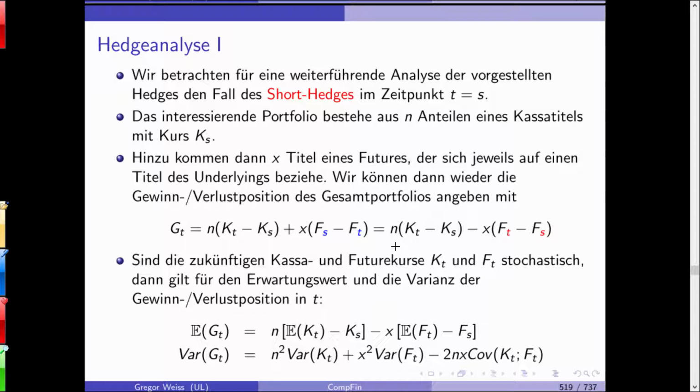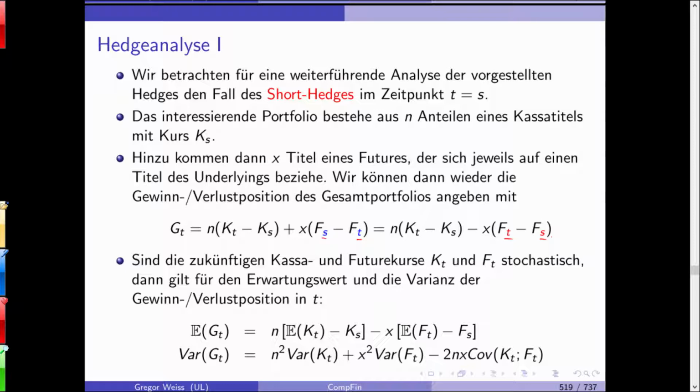We have N underlyings and X futures, and be careful that we are switching indices here. This is why it's highlighted in blue and red. And you can see that the profit and loss of this hedged position is N times (K_T minus K_S) minus X times (F_T minus F_S).